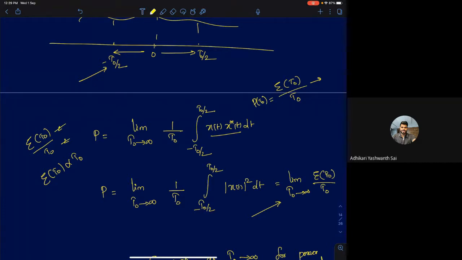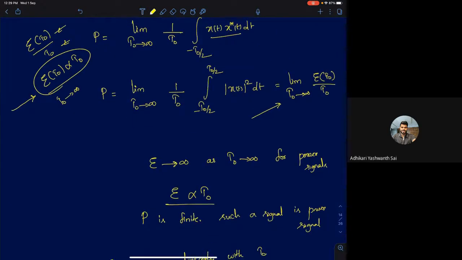So if E of T naught is proportional to T naught, what is the energy of the signal as T naught tends to infinity? The energy will also become infinity. But look at it, if you plot energy as a function of T naught, and it increases linearly with T naught, then the power will be finite, and the signal will be called a power signal.